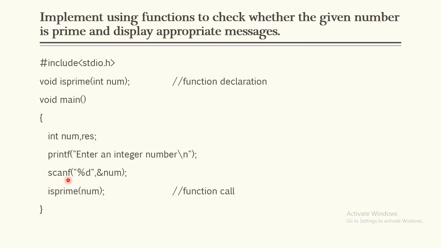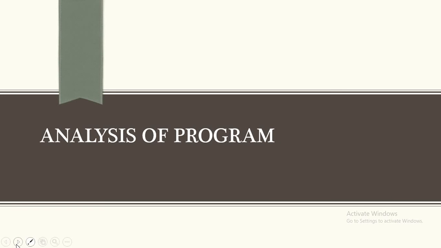Is prime is the function name, and the parameter that we pass is a number that will have the value that is entered by the user. Now, what is the logic we have to think of to write inside the function is prime? First, let us look into the concept with one example.